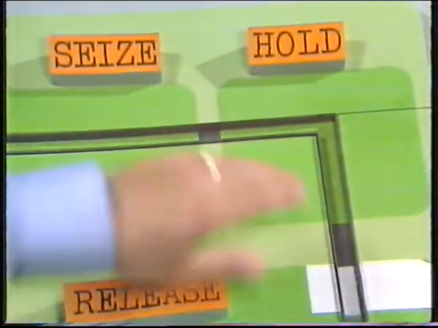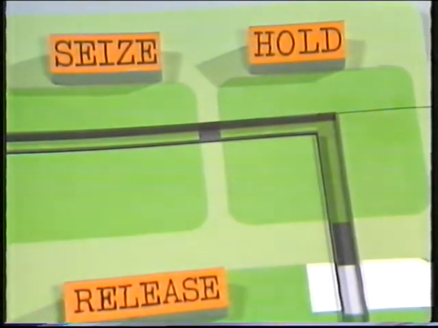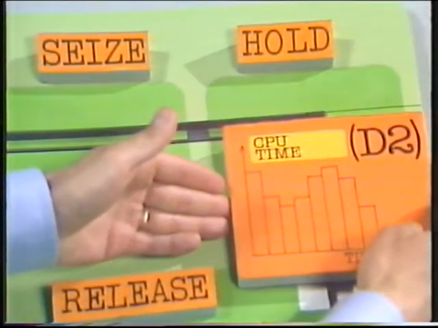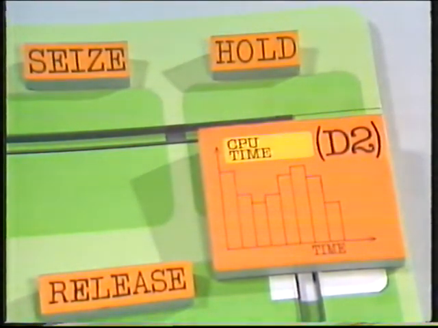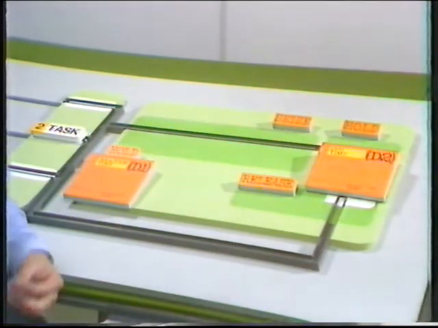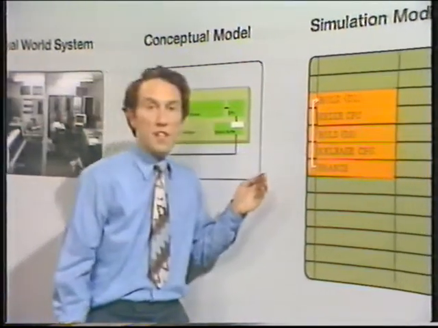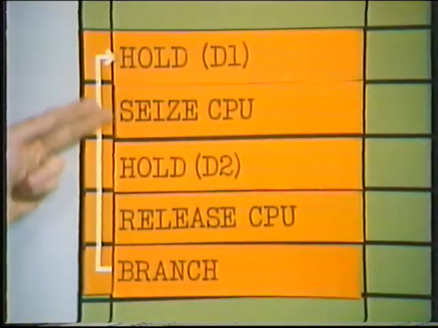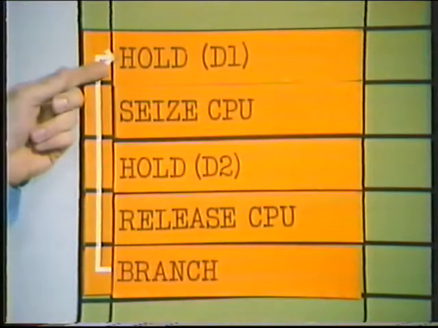Now, at the CPU, we can do a similar thing. We can actually measure typical times that the tasks will hold the CPU for, and we can come up with another distribution. Maybe it might look something like this, a distribution D2 of CPU times, which we can sample from. Well, it's these four basic building blocks that we'll need to build up our Simeon simulation model. For this conceptual model, we have these Simeon blocks: hold, seize, hold, release, and we've had to include a branch block to complete this loop.